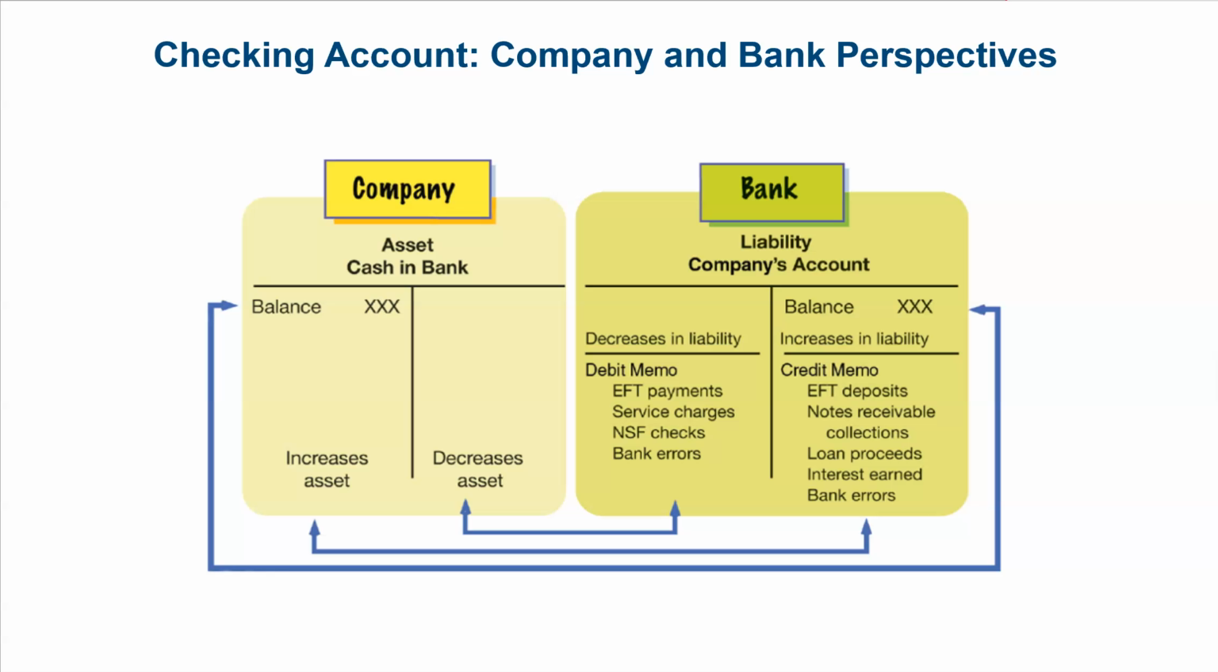So here it is. Our cash is an asset, and our cash at the bank from the bank's perspective is a liability. When they increase our liability, they call it a credit memo. When a customer deposits money straight to our account, it's called a credit memo. EFT deposits, note receivable collection, loan proceeds, interest earned, and a bank error that gives us money back are all called credit memos. When they take money away from us, like in service charges, NSF checks, bank errors, and EFT payments, they call it a debit memo. That's because it's coming from the bank's perspective.